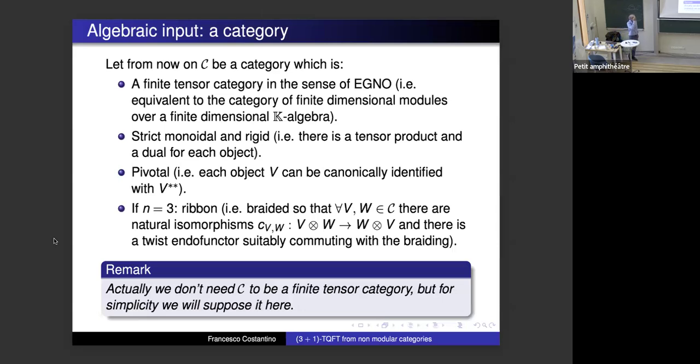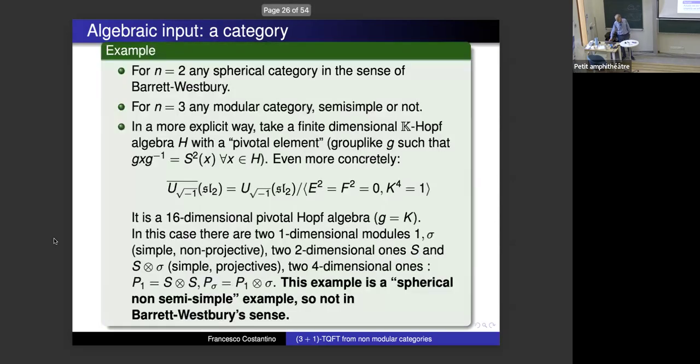To be honest, we don't really need C to be a finite tensor category. It's a bit too much to ask for. We need less than that. In particular, we don't need C to be abelian, but actually, it's easier to talk about this case because I think everybody knows kind of what a finite tensor category is here. So as an example, I mean, Sorry, can you repeat what you just said? You don't need it to be abelian.